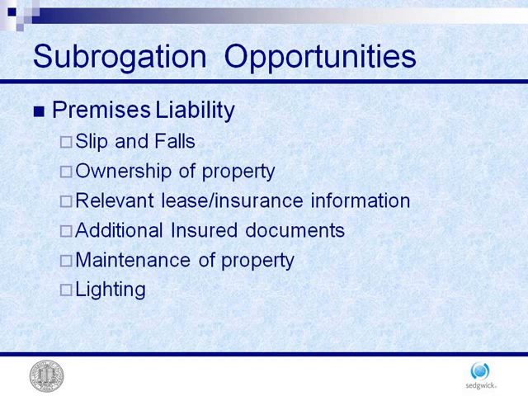Other subrogation opportunities, premises liability, slip and falls. Who owns the property? We need the relevant lease or insurance information, additional insured documents, maintenance of the property, lighting. This is particularly true for our employees if they are injured on the job but they are not on the university premises.